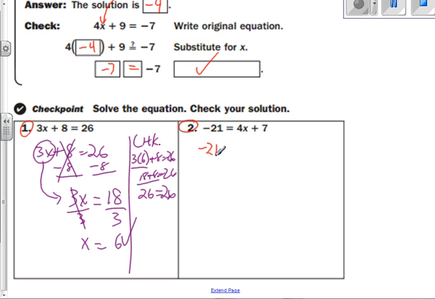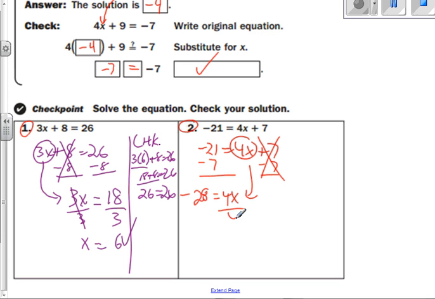Negative 21 is equal to 4x plus 7. We're going to subtract 7 from both sides, right? That gives me 0 over here. You're left with just 4x. So I have 4x is equal to negative 28, since negative 21 minus 7 is negative 28. Then you're going to divide both sides by 4. The 4 on the right-hand side gives me 1. 1 times x is x. Negative 28 divided by a positive 4 would give me negative 7.